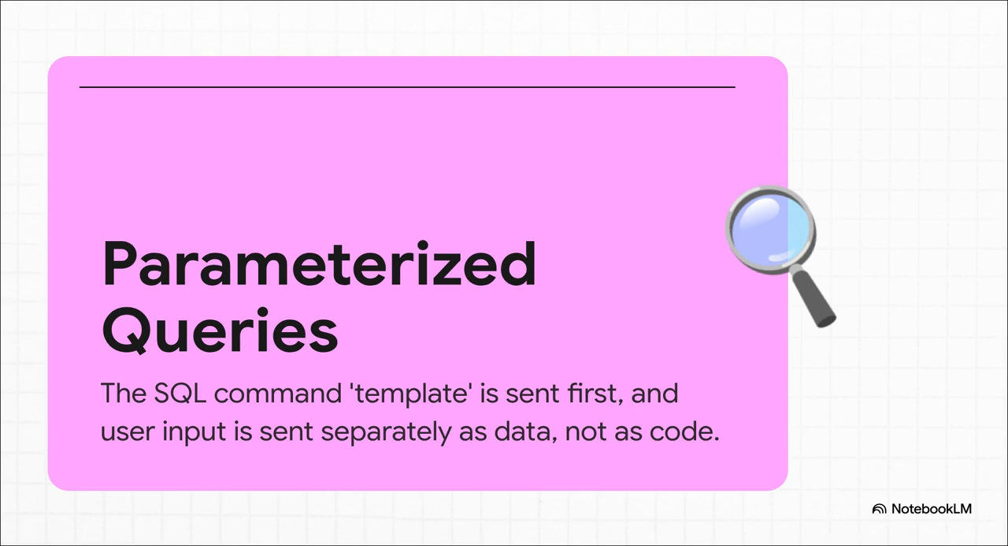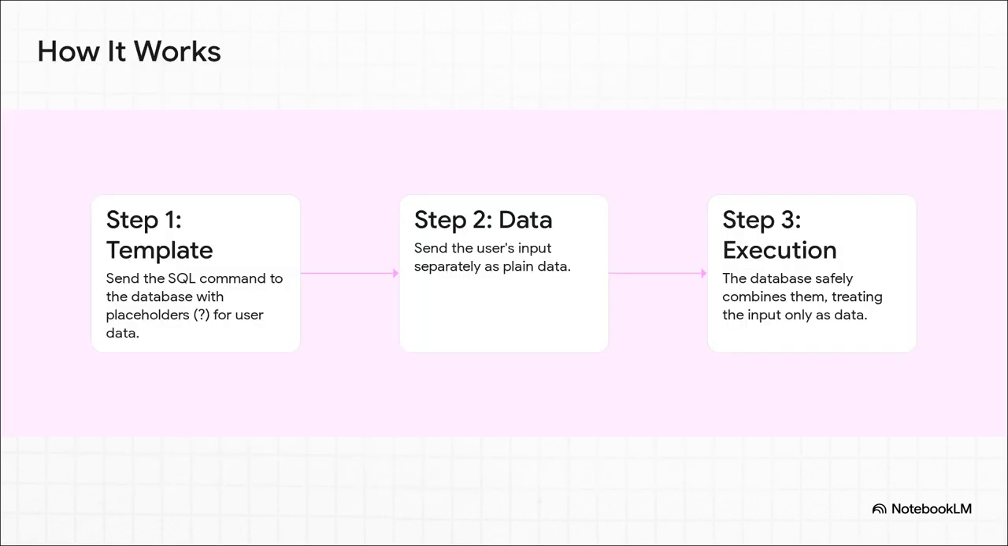And the gold standard for doing this is something called parameterized queries, or prepared statements. Here's the idea. You send the database a command template first with placeholders where the user's input will go. The database gets this template, compiles it, and basically locks in the logic. Let's break that down. First, your application sends the command template, something like select star from users where username equals question mark. The database prepares for that exact command.